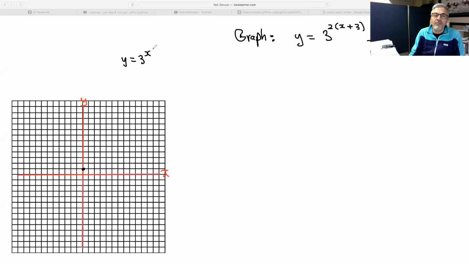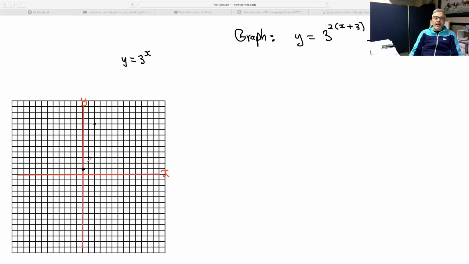Also, we're just doing a table of values. If you sub in 1 for x, 3 to the 1 is just 3, so the y value will be 3. And if you sub in 2 for x, the y value is going to be 9, because 3 squared is 9. So 3, 6, 9. So your point is going to be right here. 4, 5, 6, 7, 8, 9.